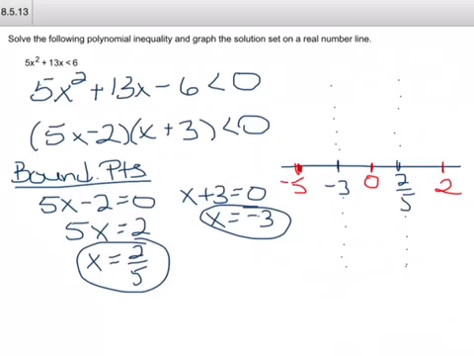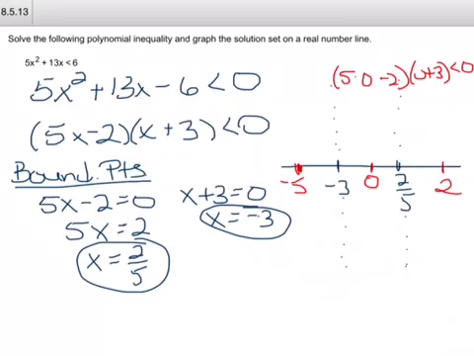So in this class, our intervals are always going to alternate with trues and falses, so I'm going to be a little lazy here. Pick x equals 0 and plug it in. That's in the middle column. That's (5 times 0 minus 2) times (0 plus 3) is less than 0.